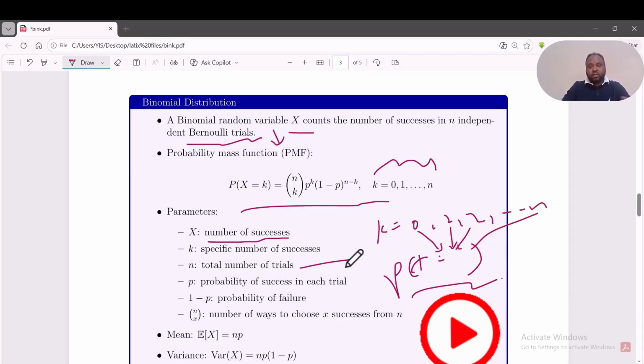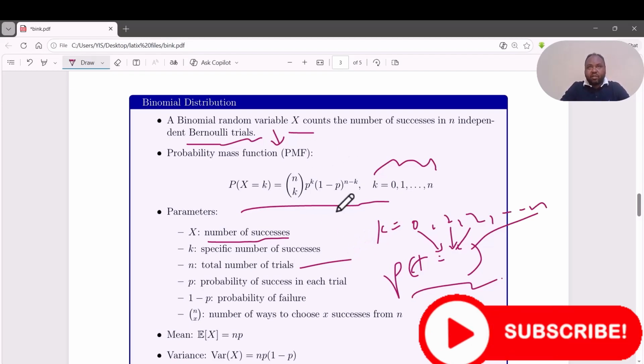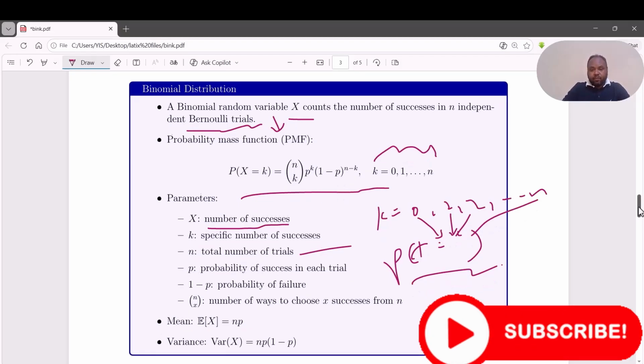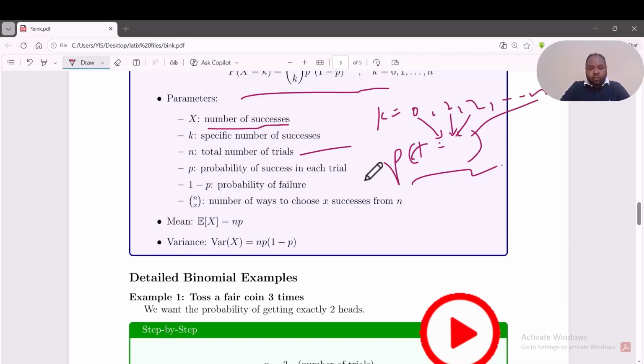Tossing a coin twice is all about the binomial distribution, right? If a coin is tossed once, this is about the Bernoulli distribution, right? So the Bernoulli distribution is the base or the building block of the binomial distribution.